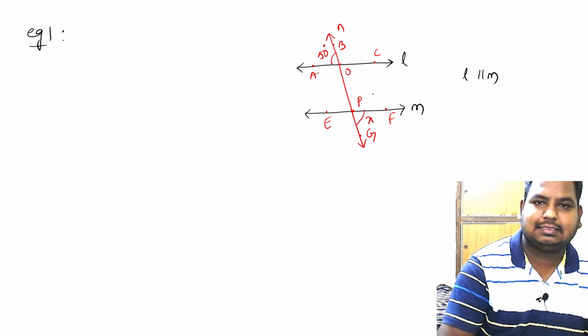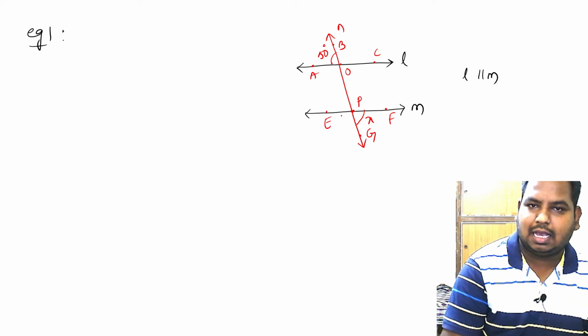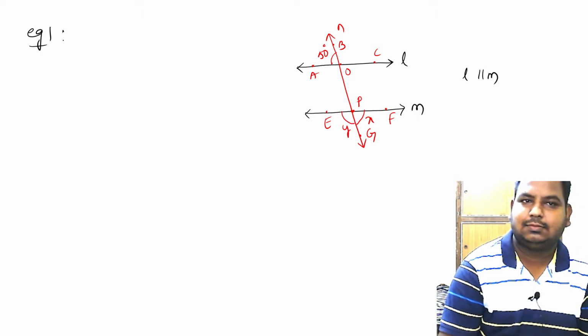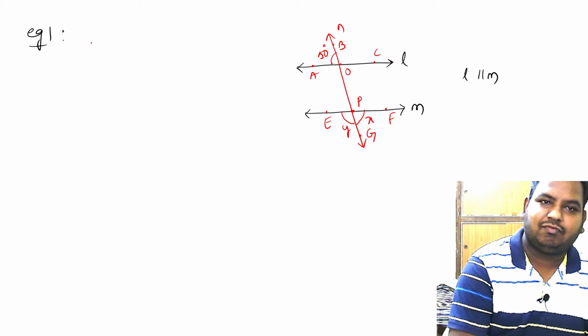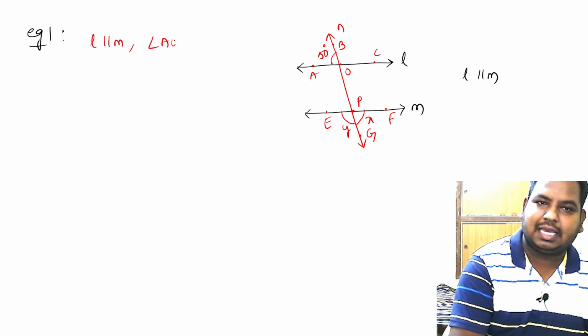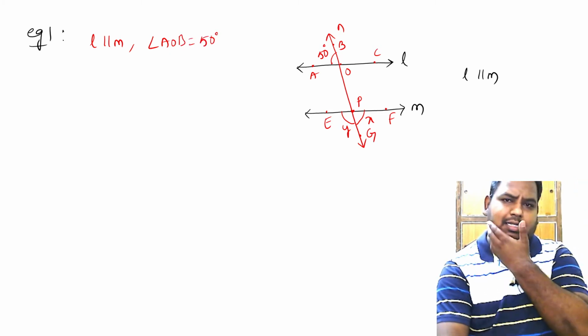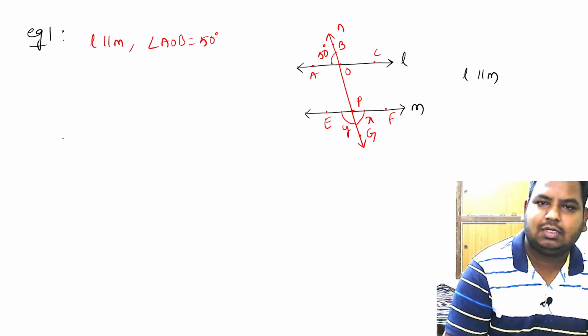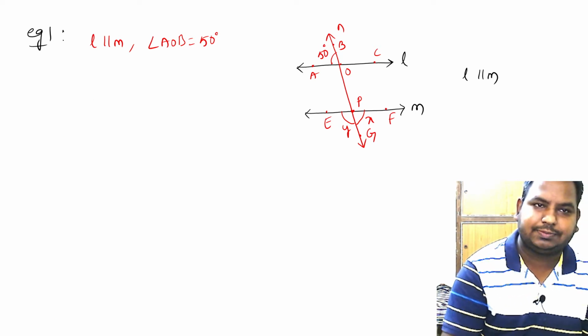We need to find angle X and angle Y. So this is the figure. In the figure, we have L parallel to M. We have angle AOB as 50 degrees, and we need to find X and Y.